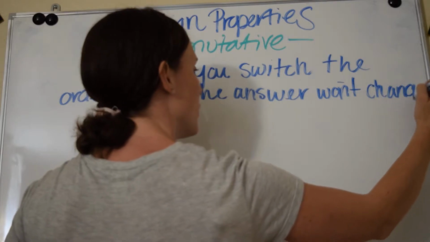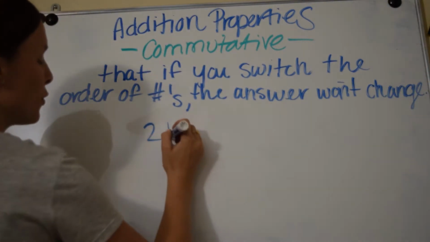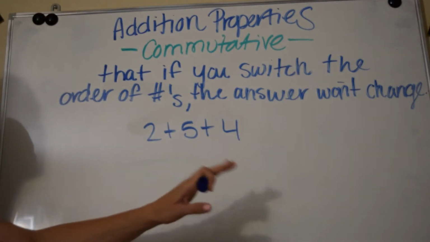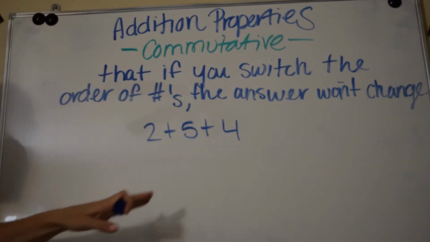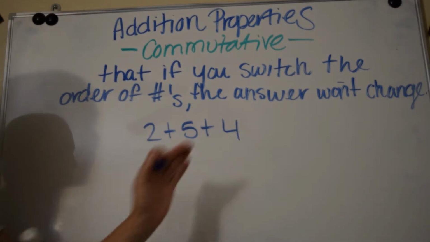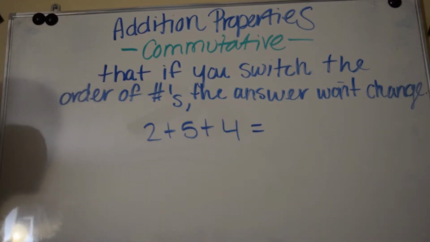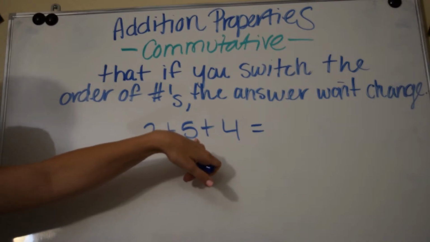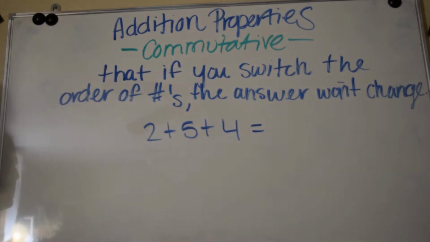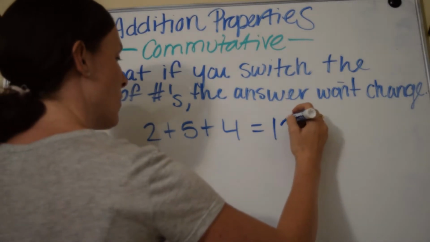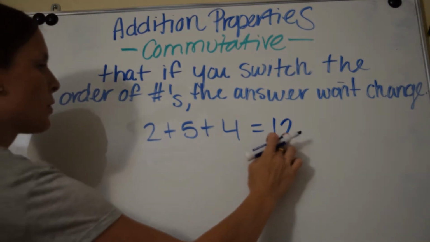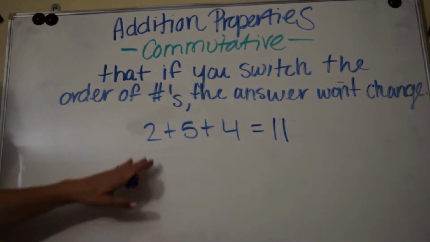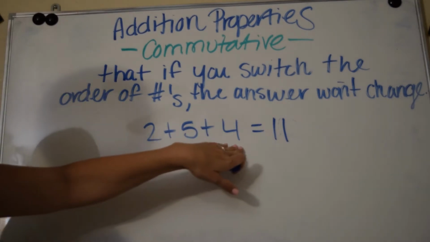So let's say I have the equation 2 plus 5 plus 4. If it's written in this order, that's what I mean by order, if you switch the order. This goes 2, 5, 4. I am using addition. Now if I added this in order, what would I get? 2 plus 5 is 7, and 7 plus 4 is, oh, I'm sorry, 7 plus 4 is 11. I was like, wait a second. Okay, so 2 plus 5 is 7, 7 plus 4 is 11.